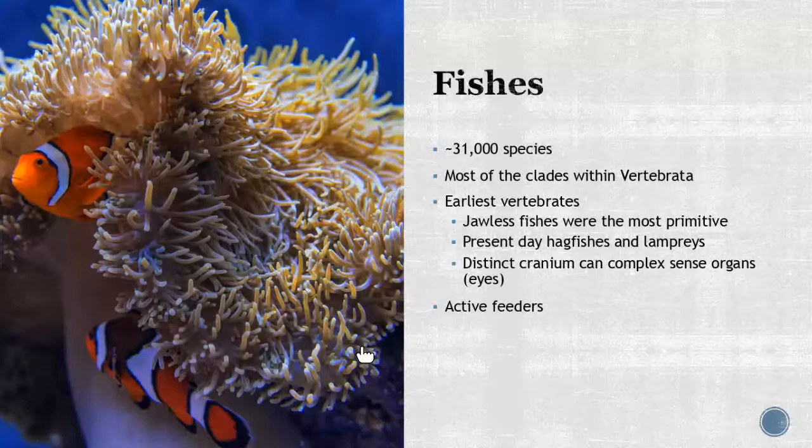Now you're going to see the earliest ones are going to be jawless fishes. They're the most primitive ones, and we'll talk about them in the next couple of slides. Those are going to be your present day hagfishes and your lampreys. Now with the fish, we're going to start to see distinct cranium forms. So you're going to have the head group or the skull, and they have those complex sense organs, which are their eyes. Now these groups are also all active feeders.